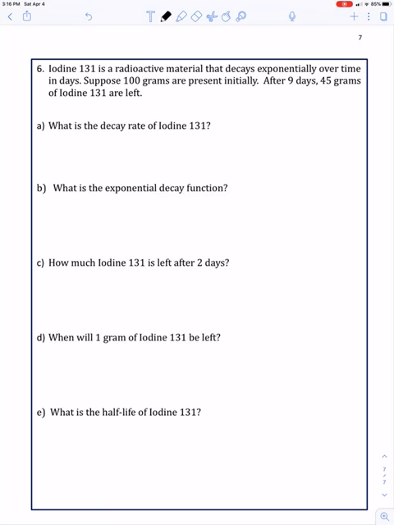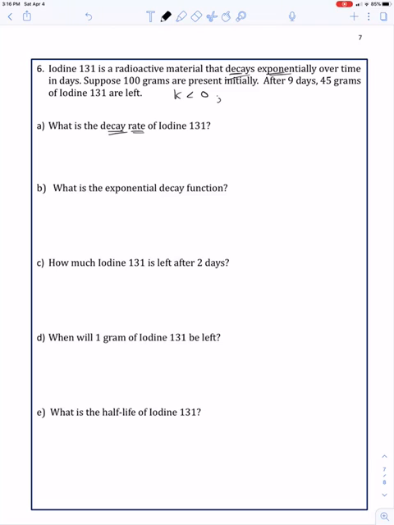So number 6 says here, iodine-131 is a radioactive material that decays exponentially over time in days. Suppose that 100 grams are present initially. After 9 days, 45 grams are left. So that's what's left after 9 days. Remember, this is decaying exponentially, and again, what we're looking for is K. One thing we know is that K will be negative, as it decays exponentially.